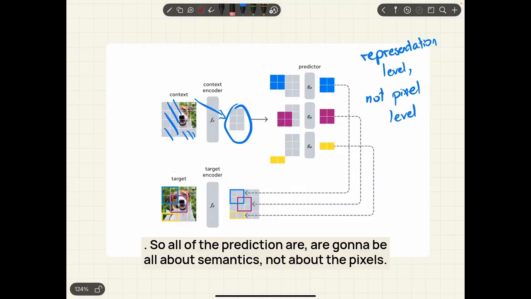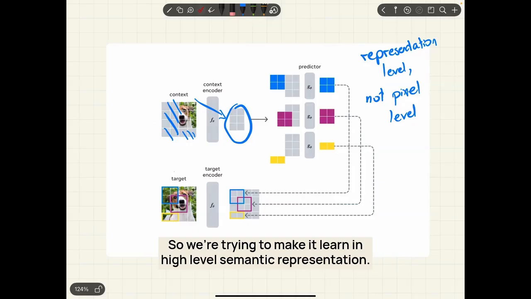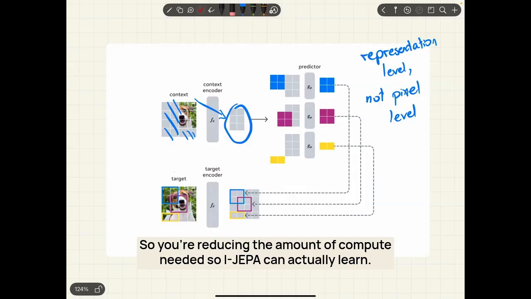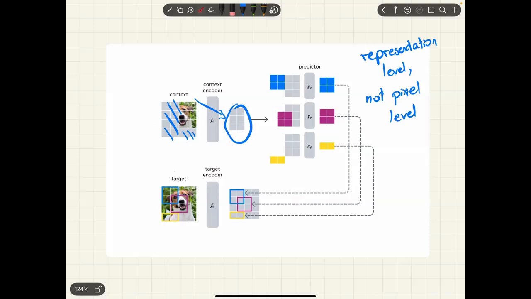So all of the predictions are going to be all about semantics, not about the pixels. So we're trying to make it learn in a high-level semantic representation. Because the model is trying to predict in representation space, I-JEPA can focus on the semantic structure rather than the details of the pixels, which can be wasteful. So you're reducing the amount of compute needed. So I-JEPA can actually learn as much, but with fewer iterations.